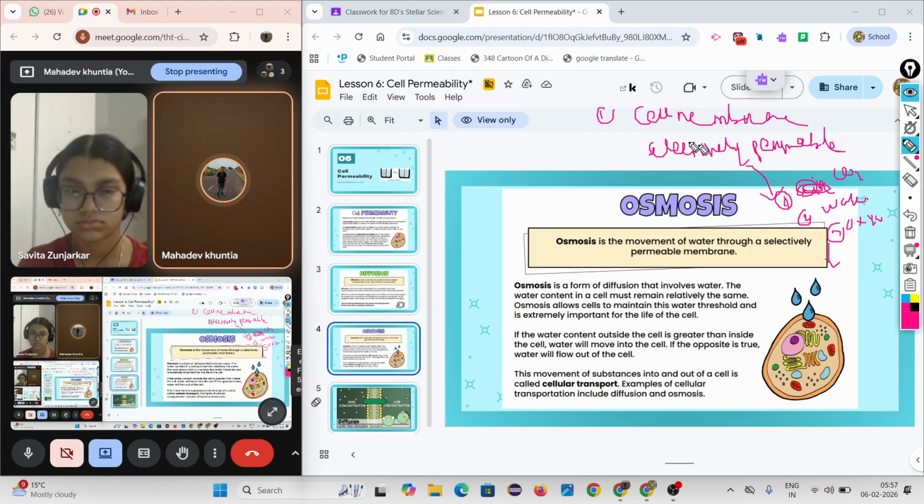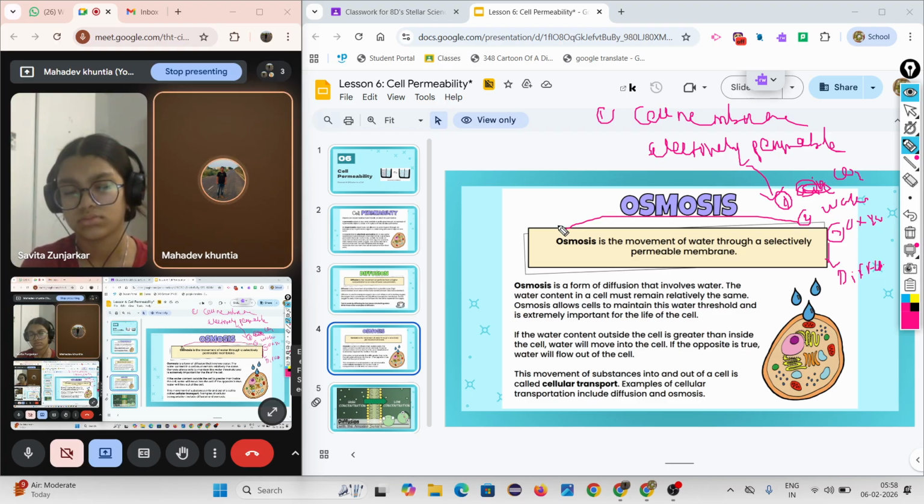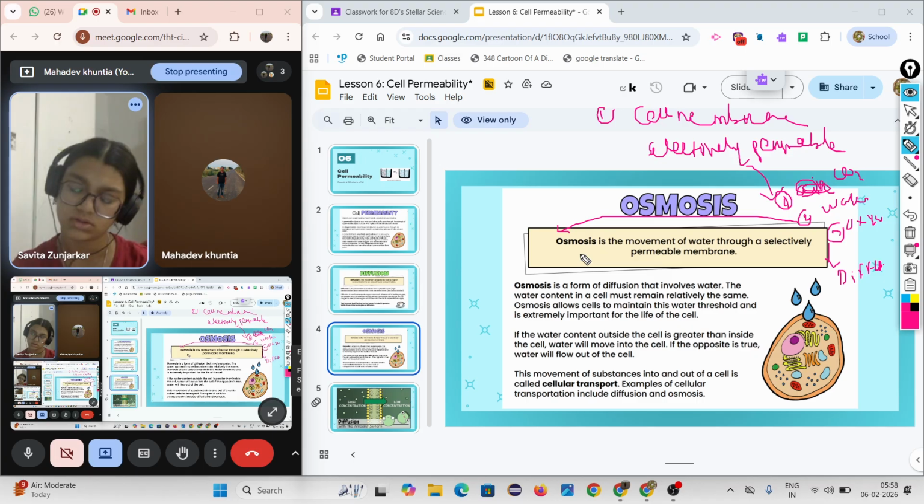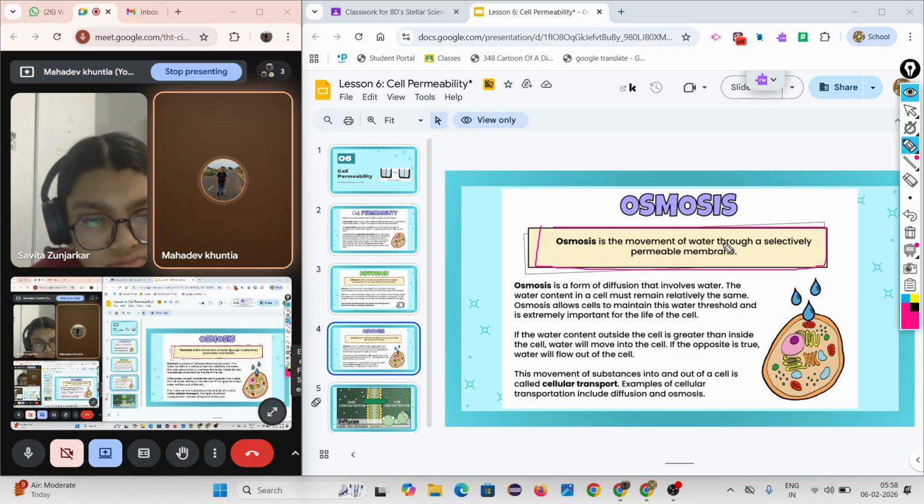We have already covered this. A selectively permeable membrane means it allows select material. How does this material go inside the cell? Because of diffusion. Then the movement of water through the cell membrane is specially called osmosis. Look at your definition: osmosis is the movement of water through a selectively permeable membrane or a cell membrane.